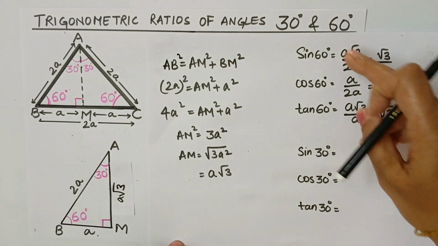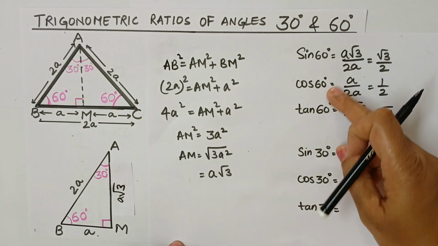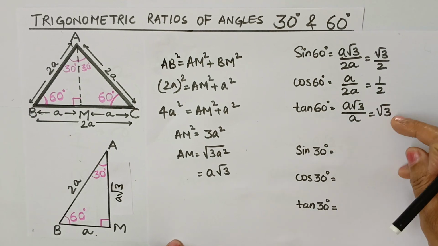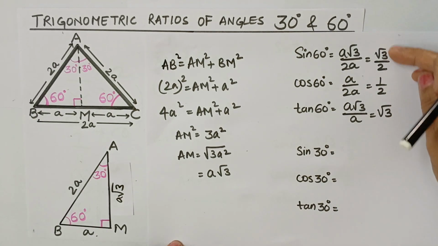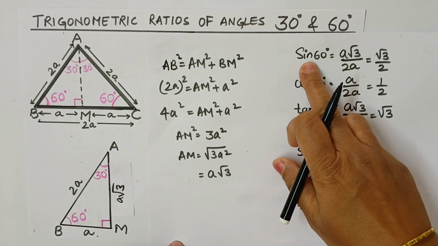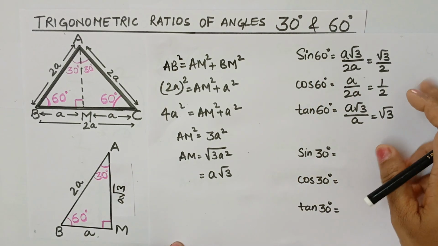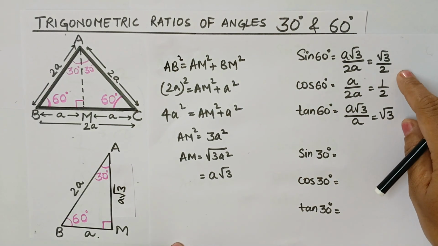Similarly, we can find the values of cosec 60 degrees, sec 60 degrees, and cot 60 degrees by taking the reciprocal of these values, as the reciprocal of sine 60 degrees is cosec 60 degrees. So cosec 60 degrees will be 2 by root 3.